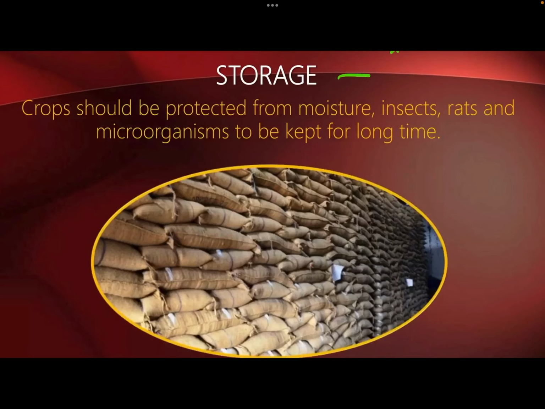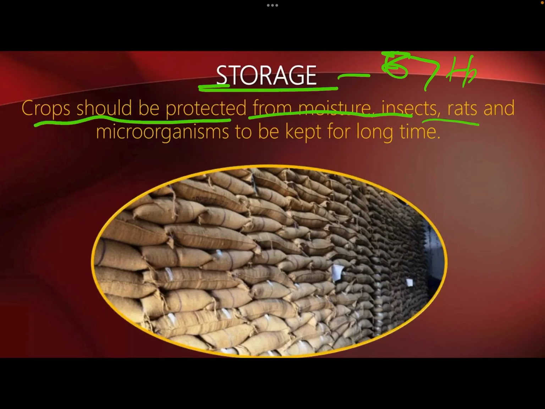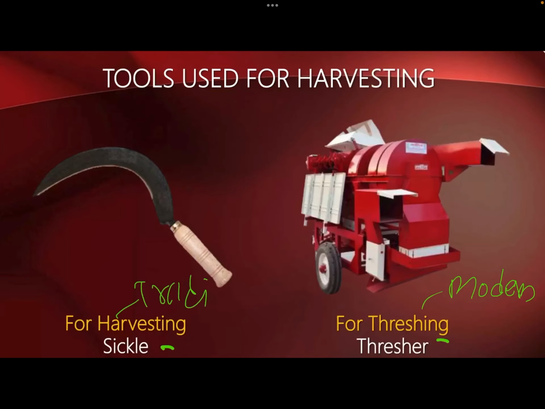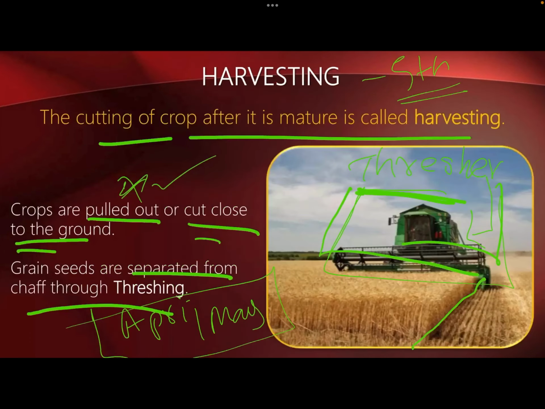Now we are coming to our sixth and final step, which is storage. So what do you mean by storage? Storage means the crop should be protected from moisture, insects, rats and microorganisms, and it should be kept for a long time. So storing of crops means after harvesting is done.